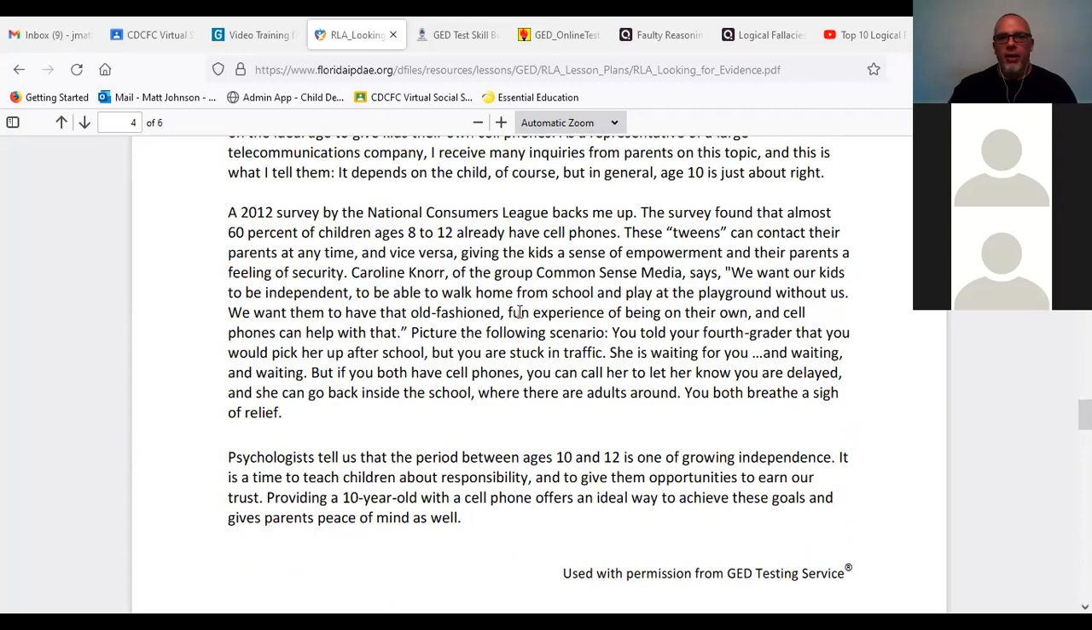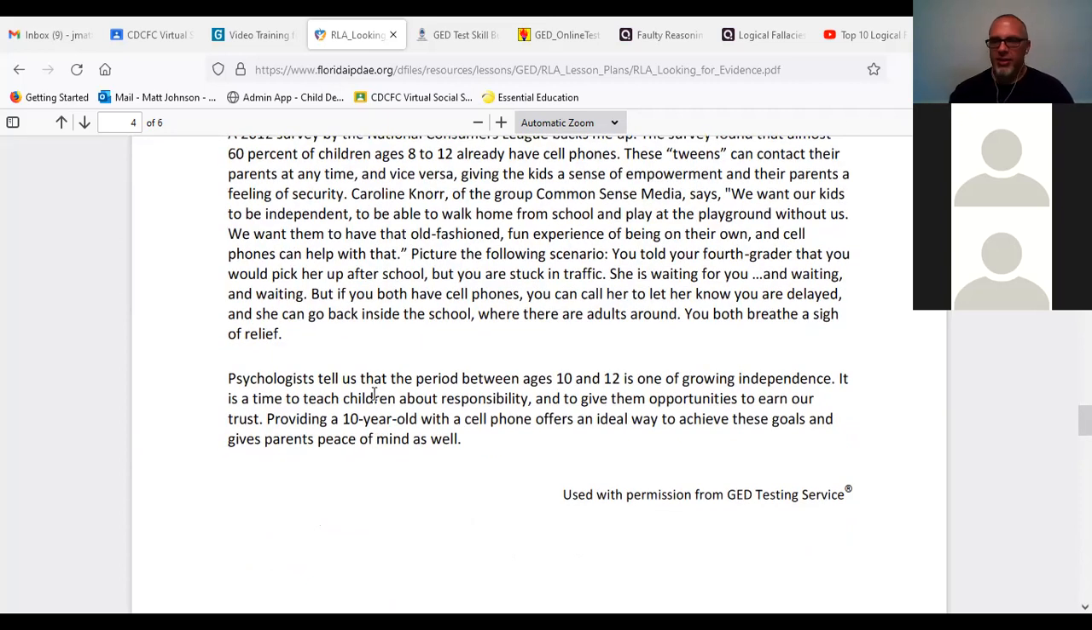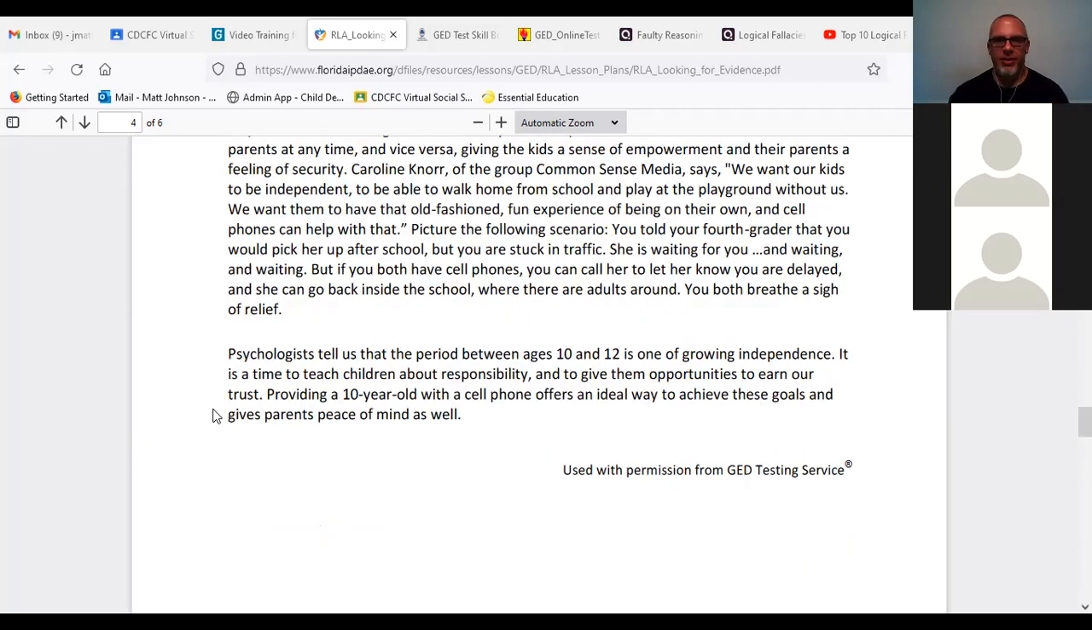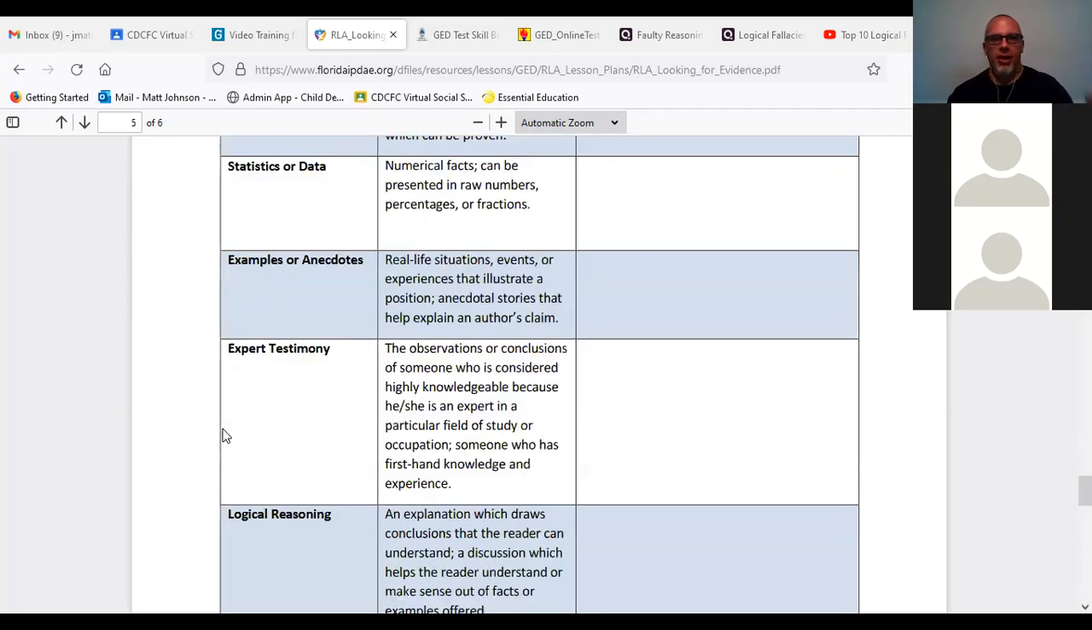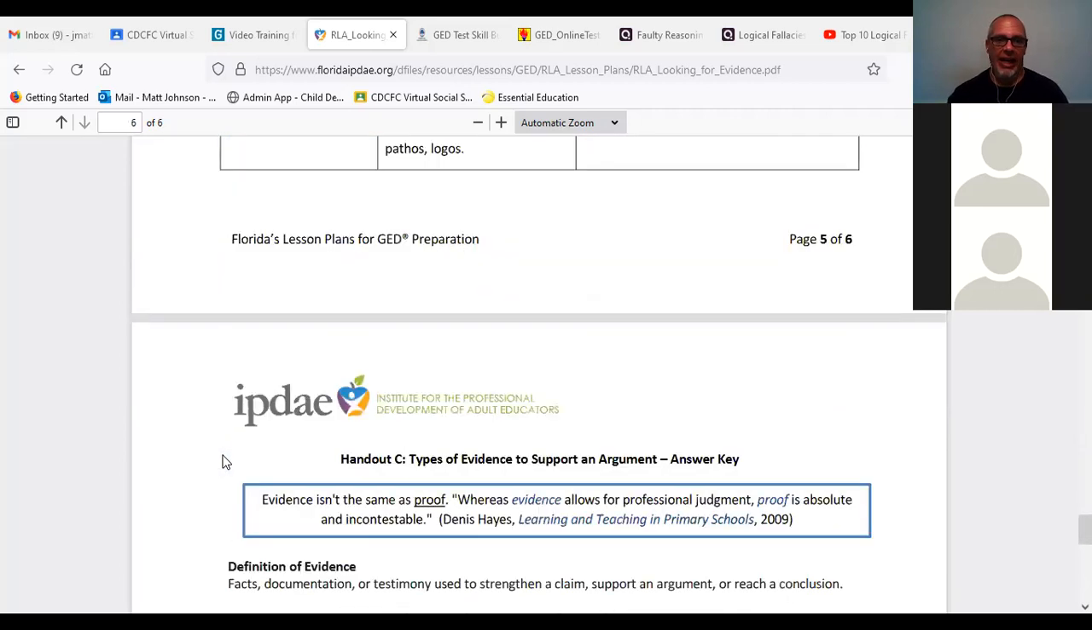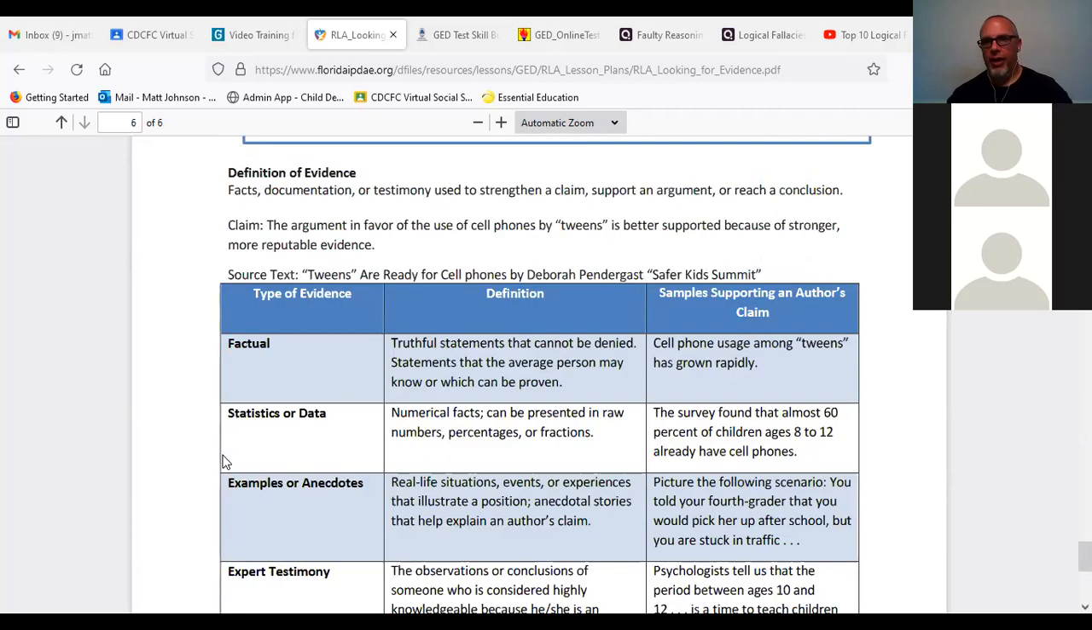Okay. And then, psychologists, that would be, like we said before, an ethical appeal, but that's expertise, right? That's an expert in the field. What I want to show you here, now this is in the next table, we actually have this filled out where they use examples from that passage and show you directly which type of evidence that is.